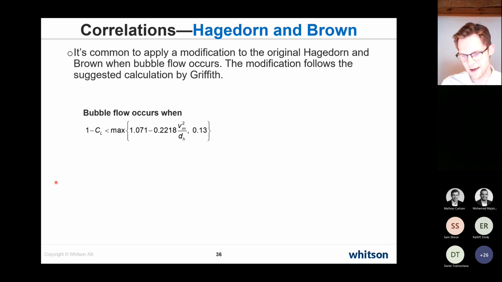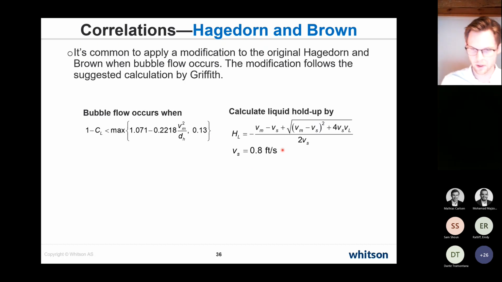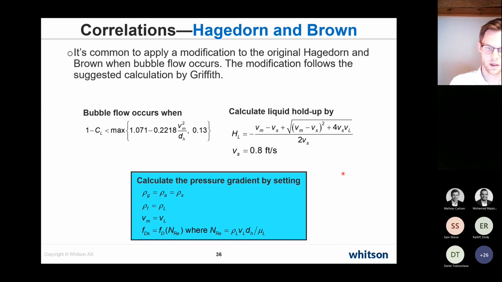And what they essentially do is that they have a condition that they say, well, if 1 minus the CL is less than the maximum of this equation here, or 0.13, then we have bubble flow. So that's just a kind of a flow regime line, if you will. And if that's the case, we compute the liquid holdup in this case, where we just say that the slip velocity, the difference between gas and oil, is 0.8 feet per second, just hard-coded. And then this calculation here is actually from the definition of liquid holdup and the liquid and gas velocities.